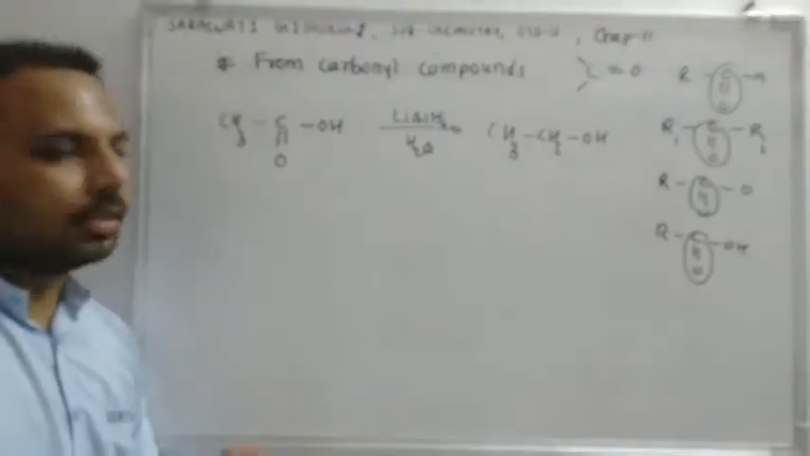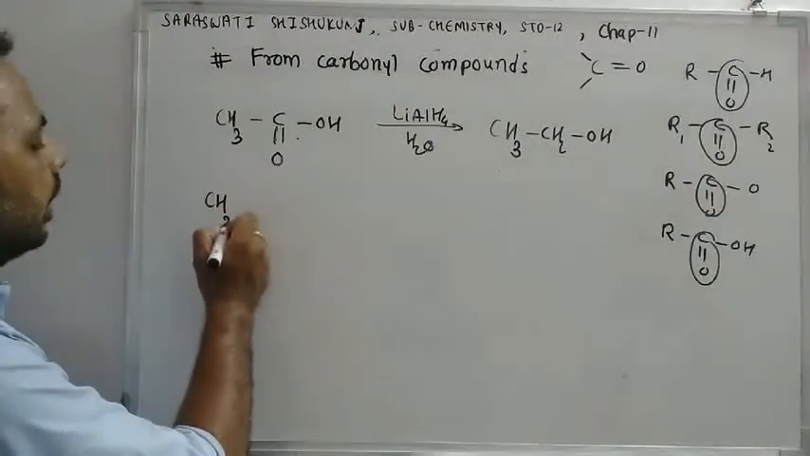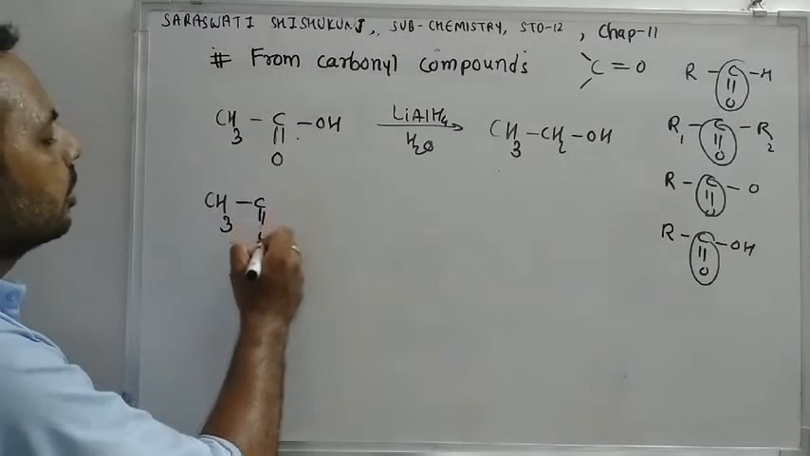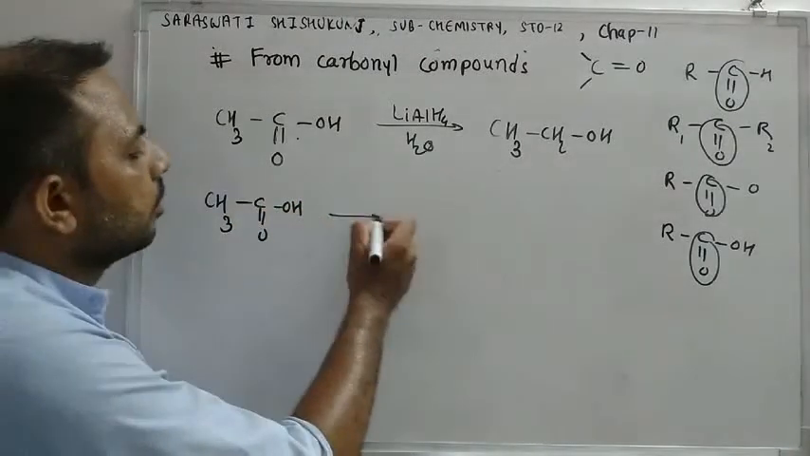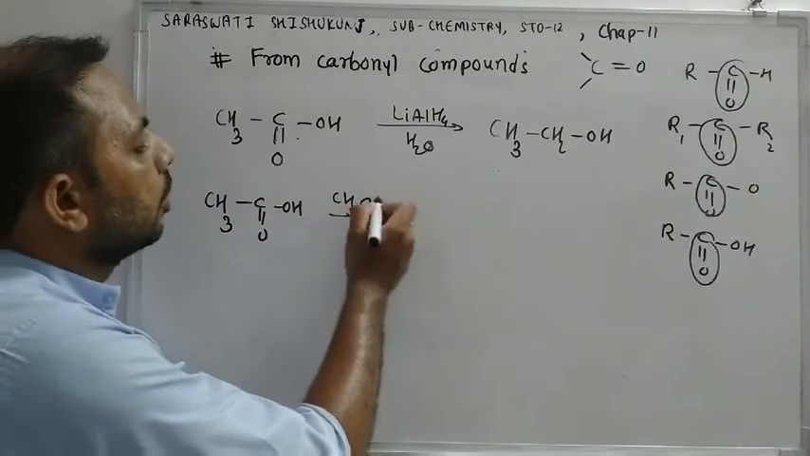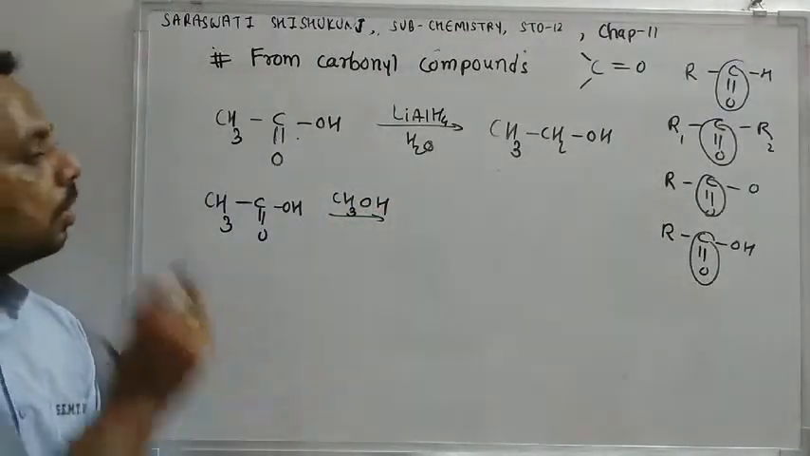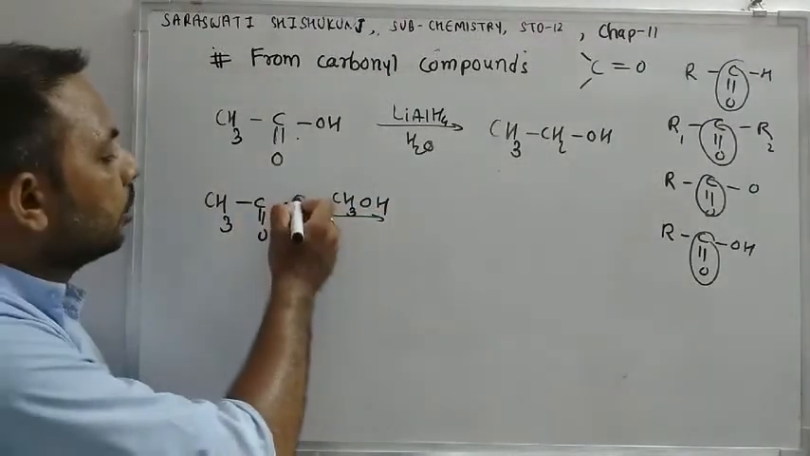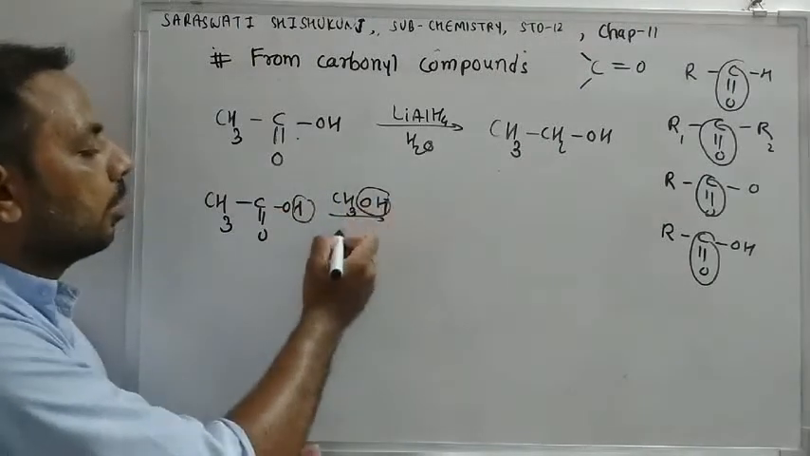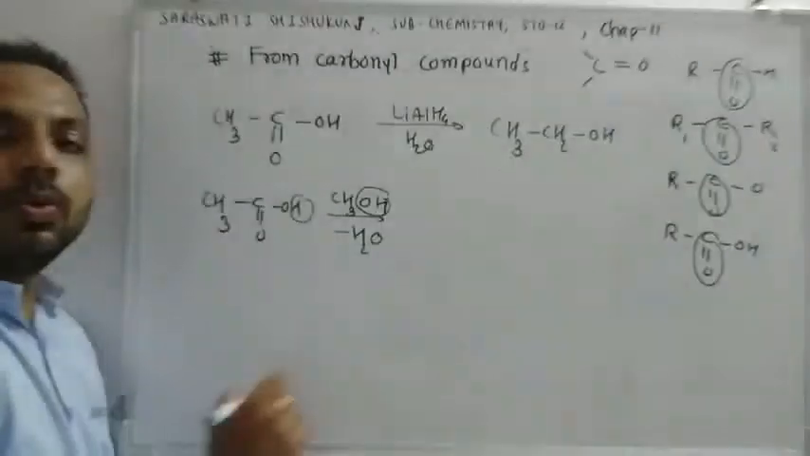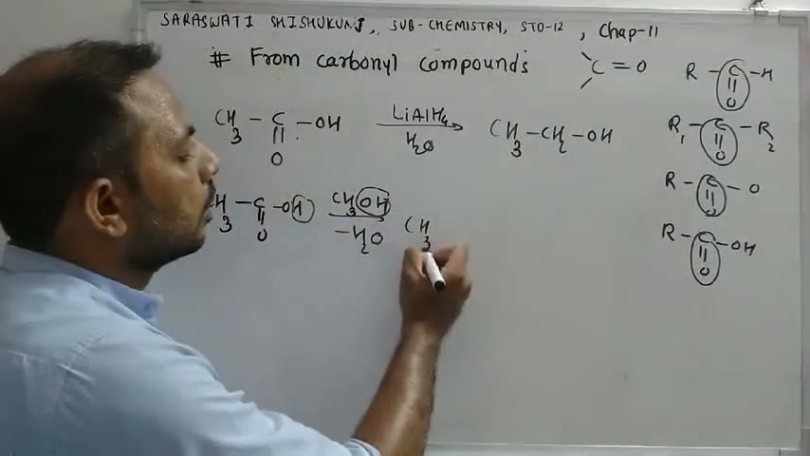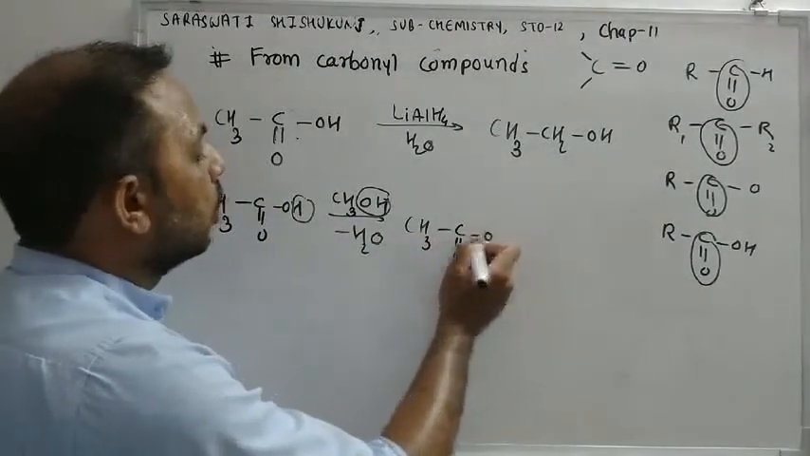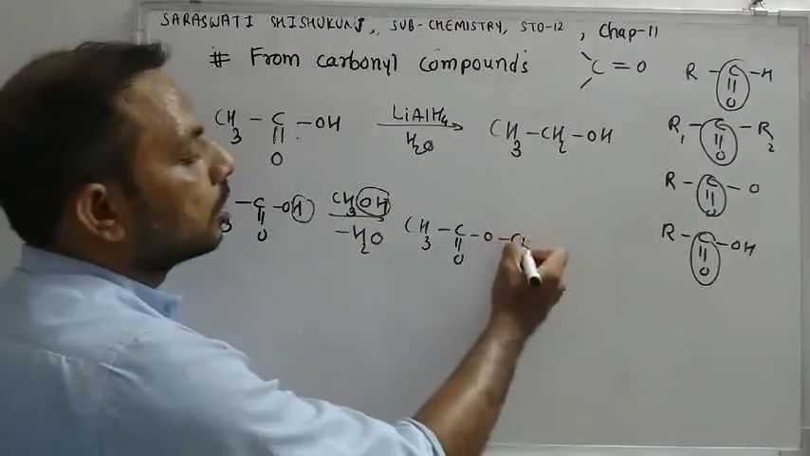So the reaction will be like this: CH3C double bond OH will react with alcohol CH3OH. So H from here, OH from here, it will produce H2O. So we will get CH3COO, and CH3 is left. So CH3.